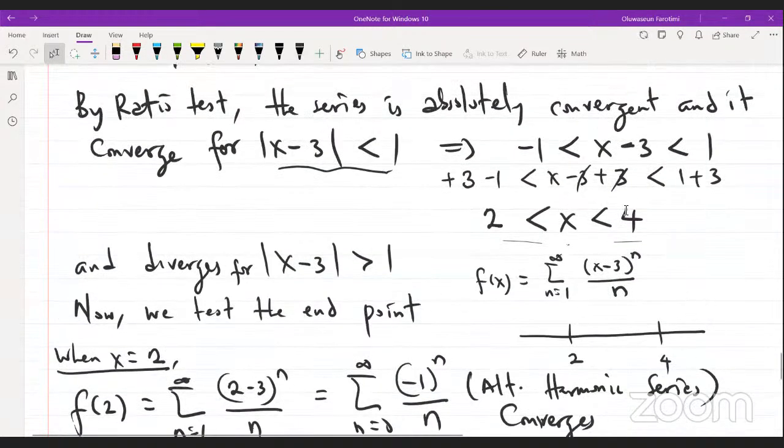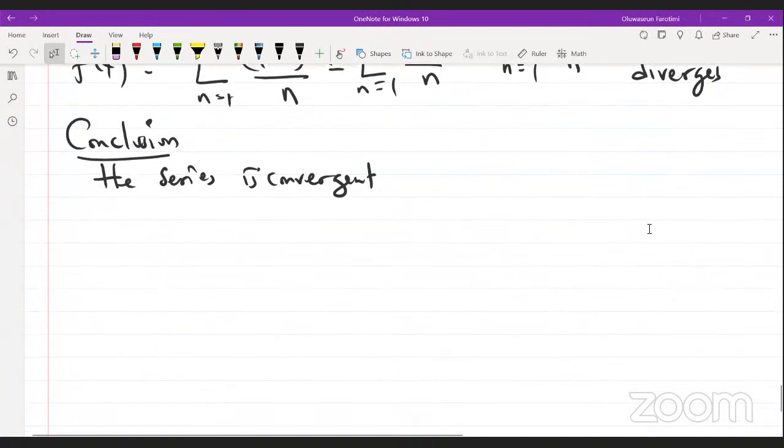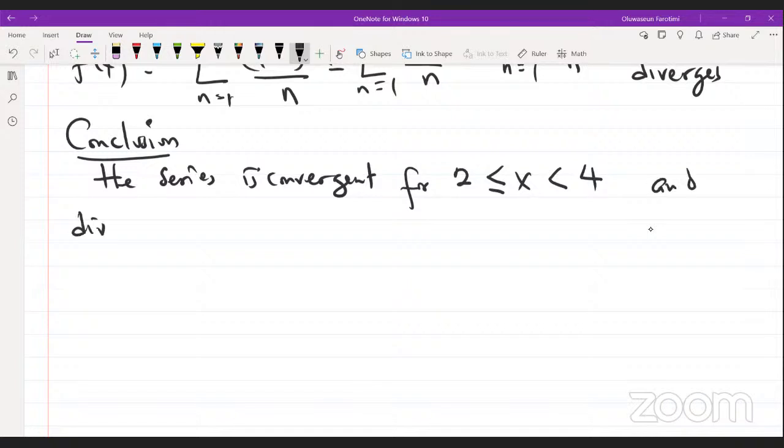Now remember that originally my interval is 2 less than x less than 4, before I tested the endpoint. Now, when I tested the endpoint, it was convergent at the left corner, so that means it's convergent at 2. When it is convergent at a point, then it has to include that point, but it is divergent at 4, and divergent for x less than 2 or x greater than or equal to 4.